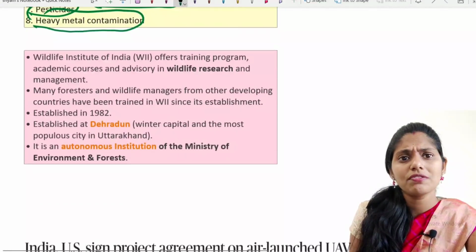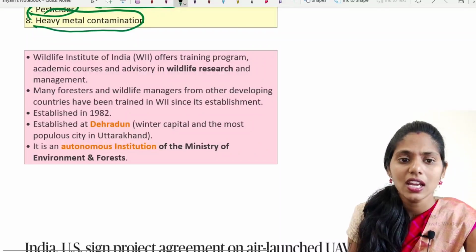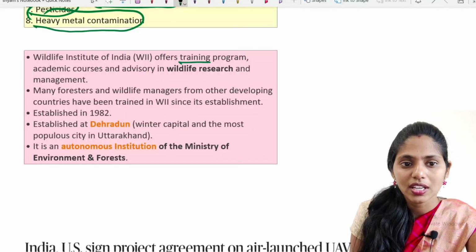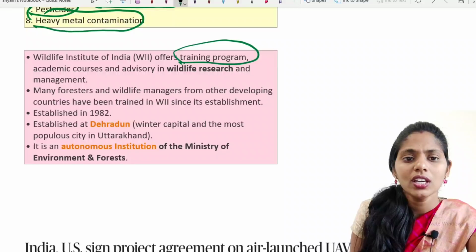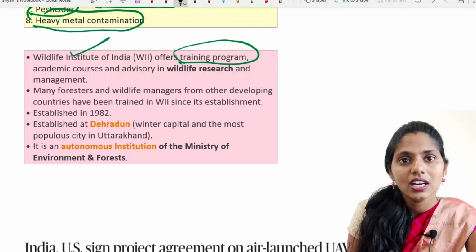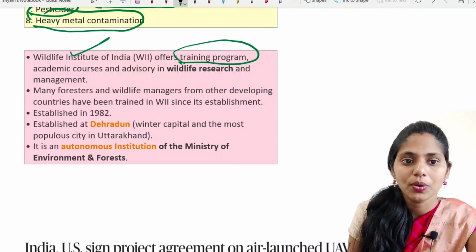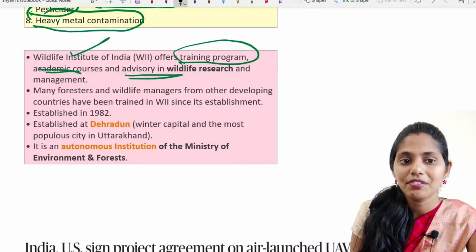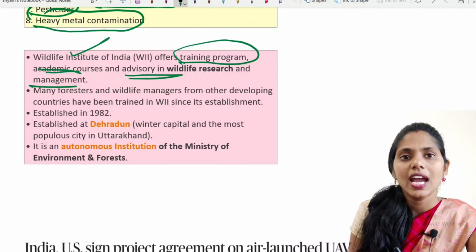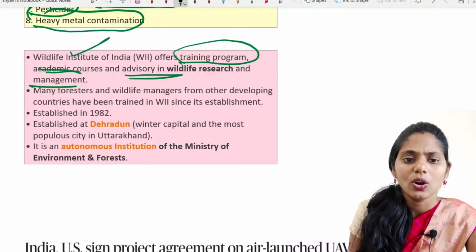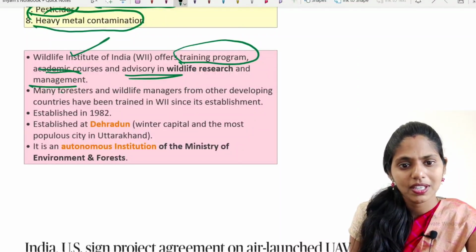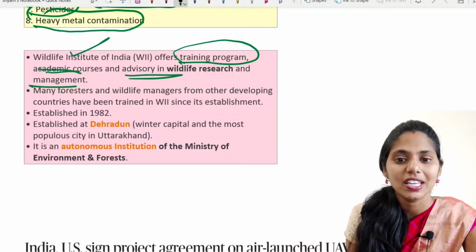And if you're talking about some facts regarding the WII, the Wildlife Institute of India, it offers training programs, academic courses, and advisory services in wildlife research and management. This WII also brings in wildlife managers from other developing countries, and they are also trained here.